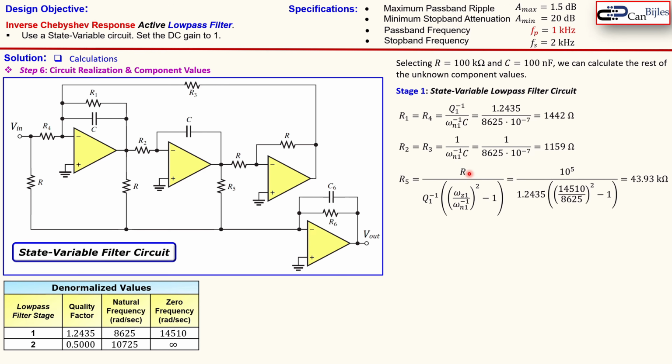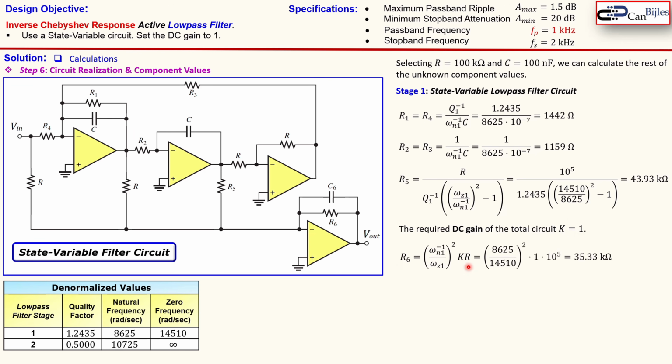R5 is calculated using the resistor we have selected, so 100 kilo ohm, the quality factor of the first stage, the zero frequency and the natural frequency, and the result will be here, so 43.93 kilo ohm. The required DC gain in our design was 1 or 0 dB, and that means for our calculations the K, which is the parameter we'll see shortly, is set to 1 here.